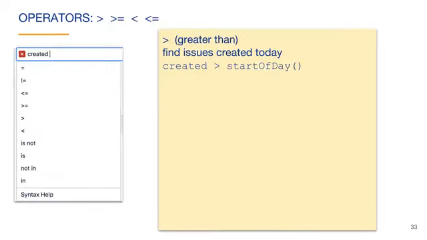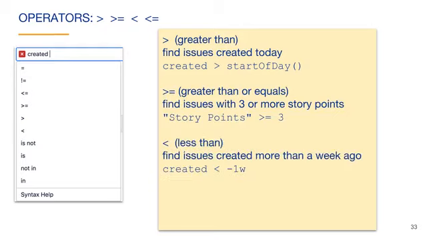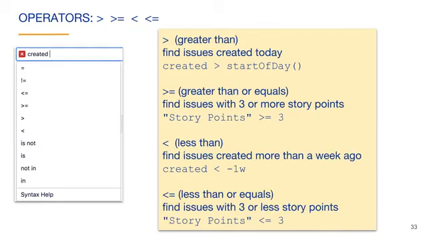Some fields allow the greater than or equal, less than, and less than or equals operators. For example, these are commonly used along with fields that expect values of dates. This query finds issues created today. This query uses the greater than or equals operator to find issues with 3 or more story points. Notice that we have to surround the field name in quotes because it contains a space. This query finds issues created more than a week ago. This query finds issues with 3 or less story points.